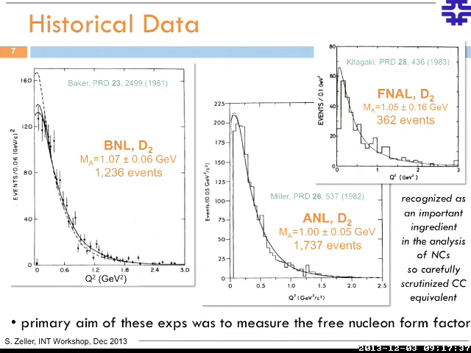So that was the primary aim of these experiments back in the day, and this shows a collection of Q-squared distributions from those experiments, all using deuterium as their target. The reason why there was so much interest in measuring the nucleon form factor was that this was recognized as a very important ingredient in the analysis of neutral currents. Back then, all the interest was in detecting, analyzing, and observing neutral current interactions. So one wanted to carefully scrutinize the charged current version of this interaction, again, to get a handle on the axial vector contribution to this interaction that you couldn't get otherwise from electron scattering. This shows the caliber of data back at that time, which helped set the axial vector form factor, and in particular, measurements of the axial mass appearing in that form factor, which from the deuterium-based measurements was extracted to be about 1 GeV.